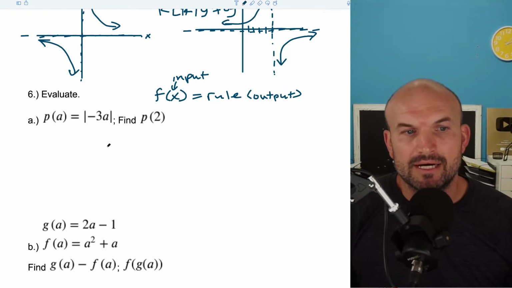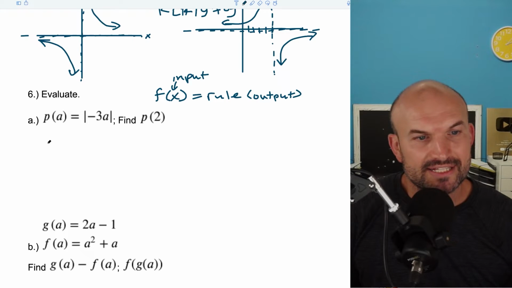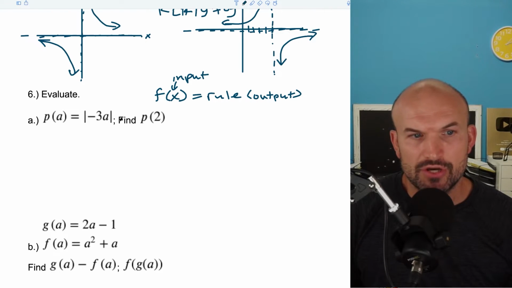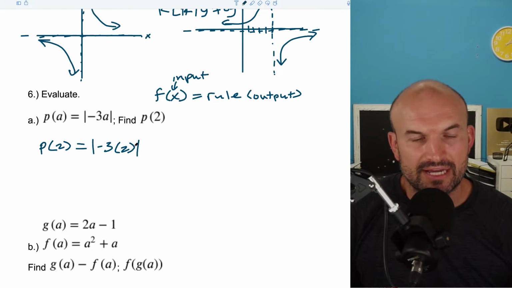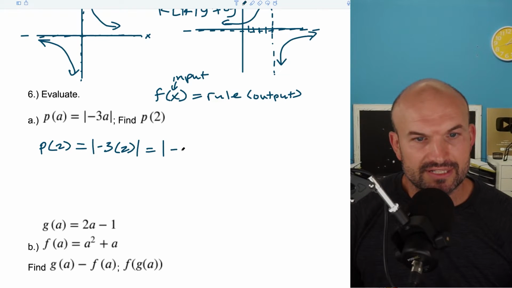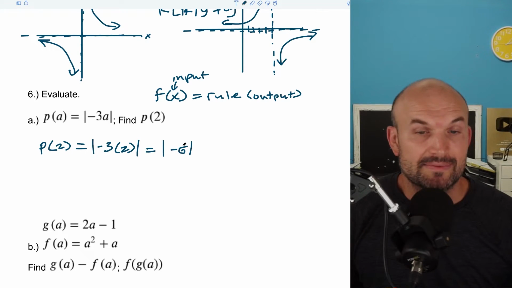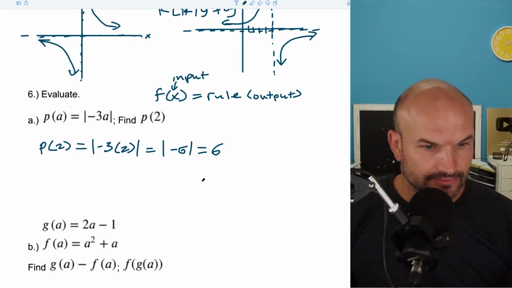But one thing that's going to come up again and again is evaluating our functions. So in this case, if I say p of 2, what I basically want to do is say, all right, what is the value of the function at 2? So what you're simply going to do is whenever you see an a, you're going to replace that with a 2. So I'll have the absolute value of negative 3 times 2. Okay, so negative 3 times 2, that's going to be the absolute value of negative 6, right? And the absolute value of a negative number here is just going to equal a positive 6.